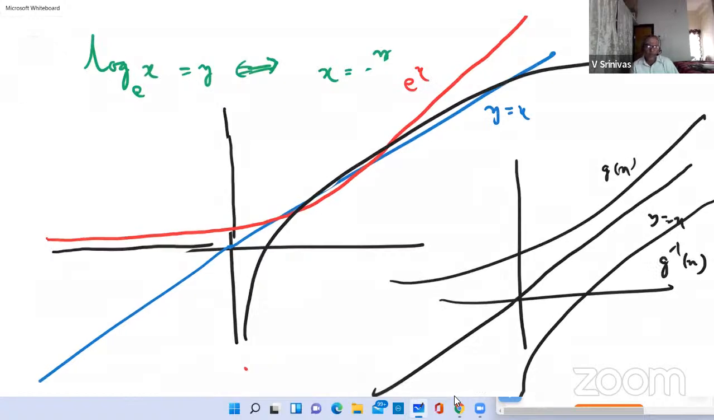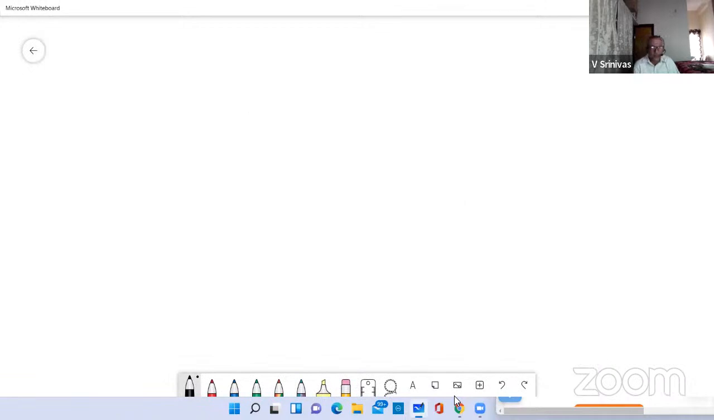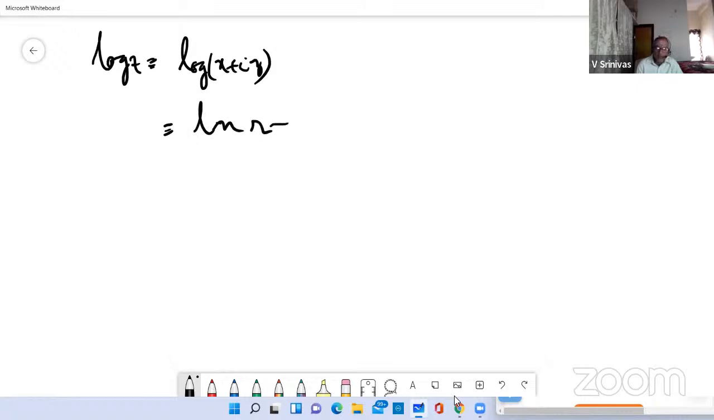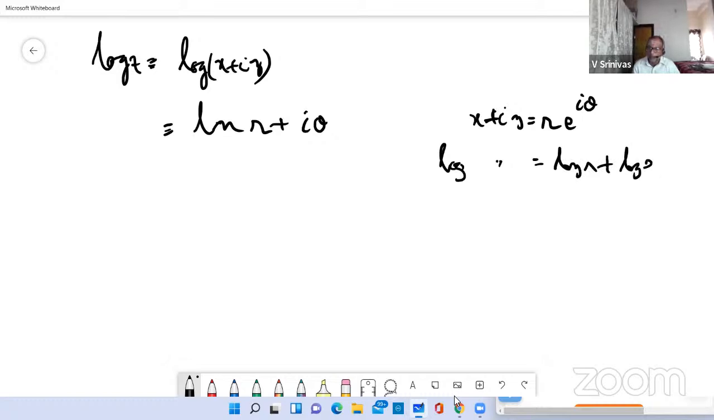We can as well define the logarithmic function for a complex number. How do you define log z? What is z? x plus iy. We define it to be log r plus i theta, where log r is the natural logarithm of r. What is x plus iy in polar form? Let it be r e^(i theta). So you take log on both sides. The log of this equals the log of this. The log of a product is log r plus log e^(i theta). Log and exponential are inverses of each other, so you get i theta here.